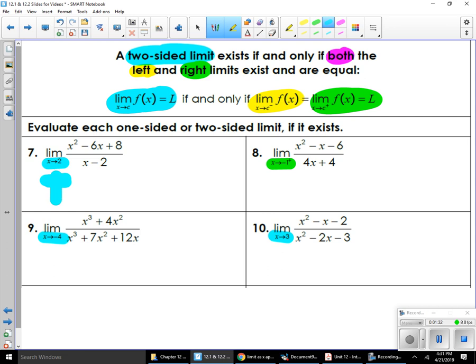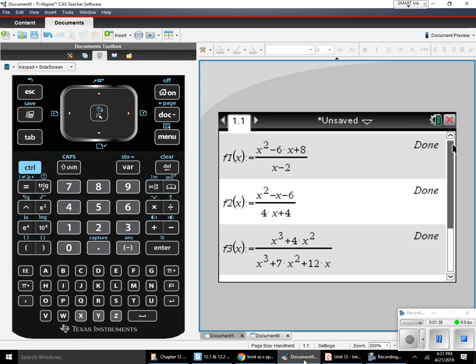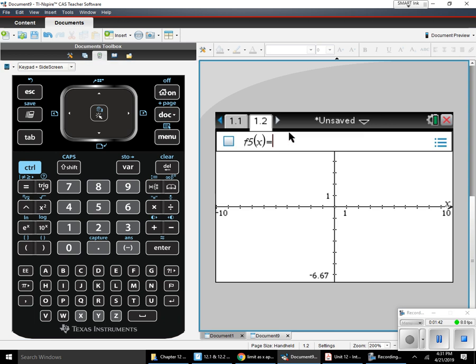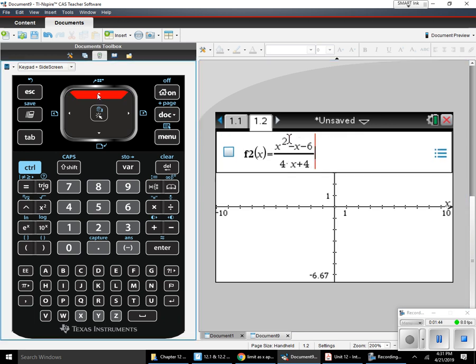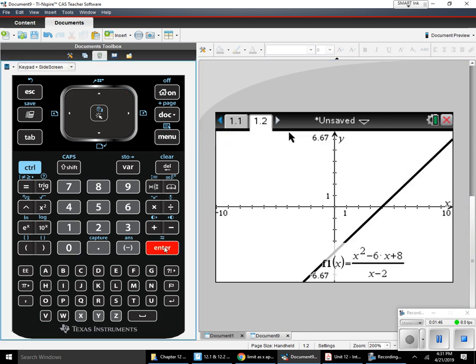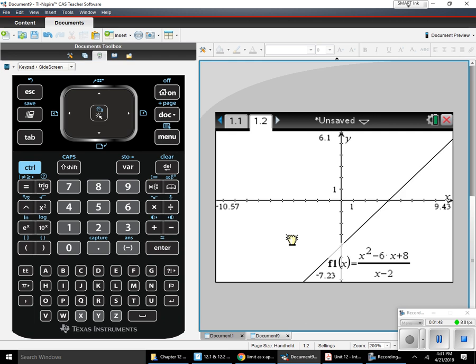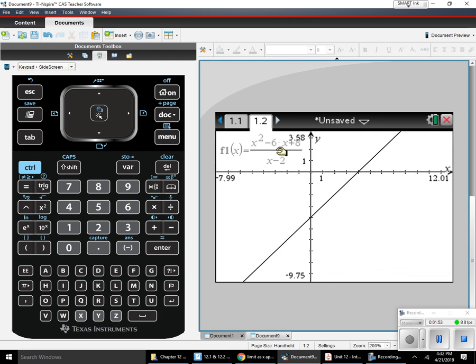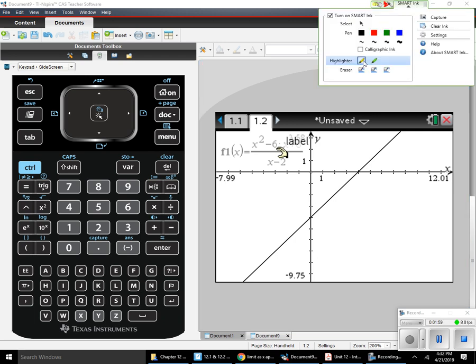So I want to look as x goes to positive 2. And again, I already have mine programmed. So let's go ahead and add a graph. And scroll on up. So here is my graph. I care about positive 2. And I care about it both from the left and from the right. Because again, they're asking me about a two-sided limit.